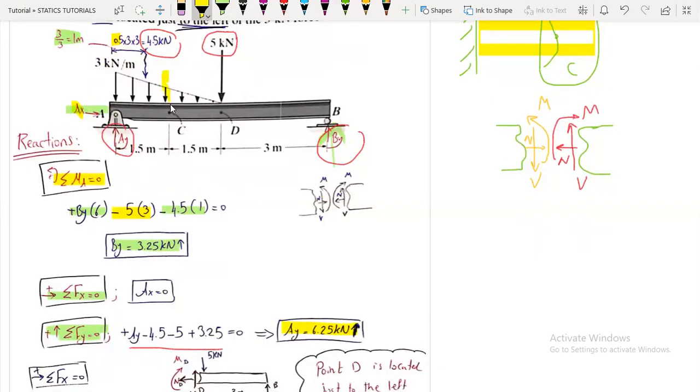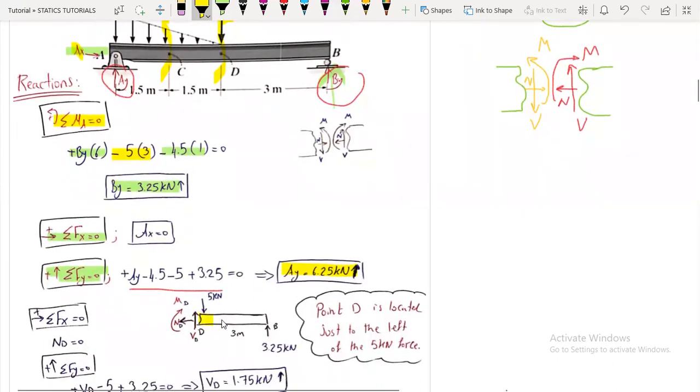Now we are ready, after we have found the reactions, to take the cuts at points C and D. And it's up to you whether you would like to take either the right or the left side. So here I took member BD or DB, the right side of point D after I had made this section or the cut.